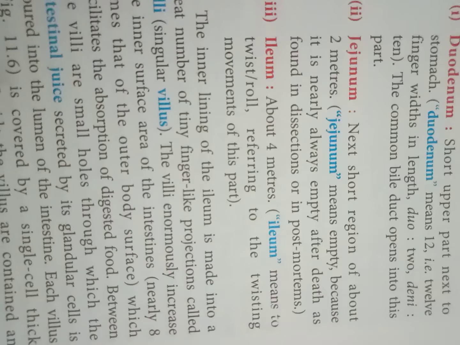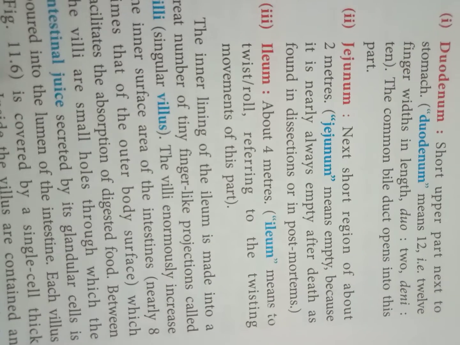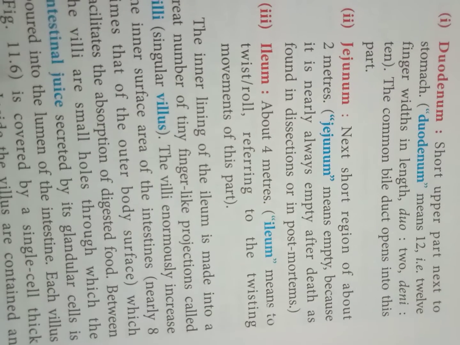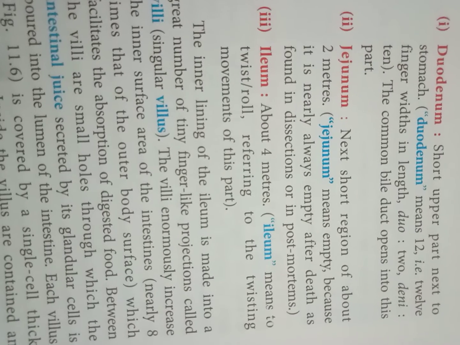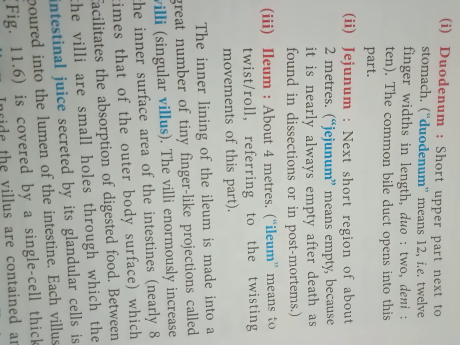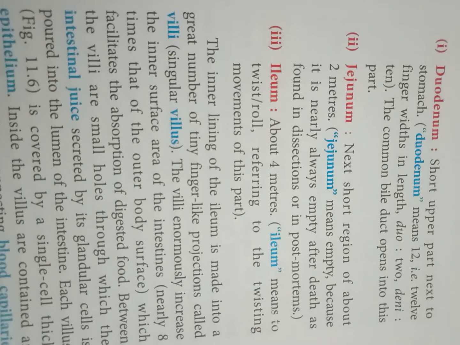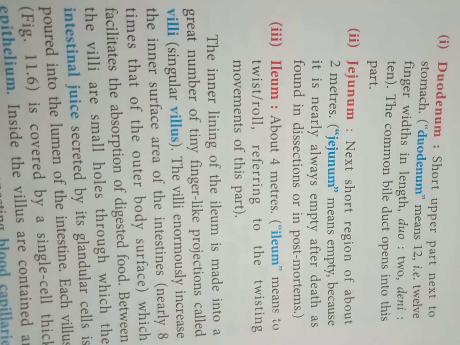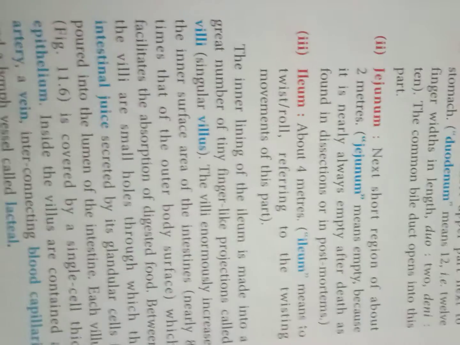Then jejunum. It is the next short region of about 2 meters. And it remains empty. Whenever a person after death is checked in dissection, jejunum is always found empty only. Then is ileum. This is about 4 meters long. Ileum means twist or roll, referring to twisting movements of this part. And ileum is the most important part.